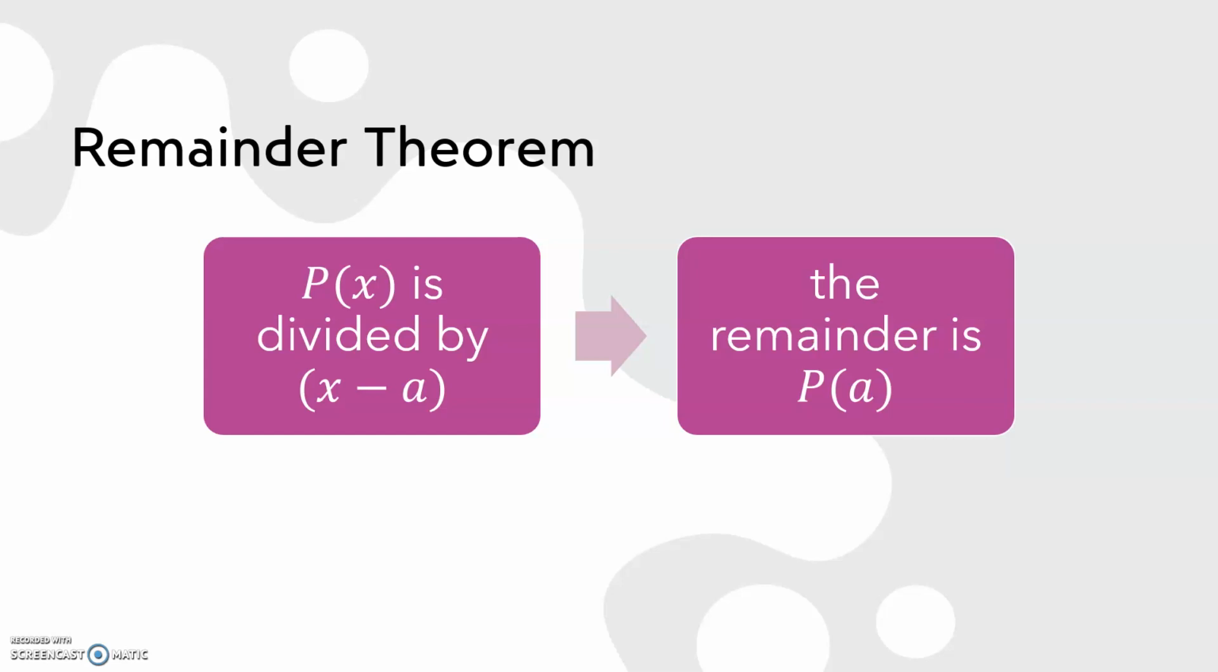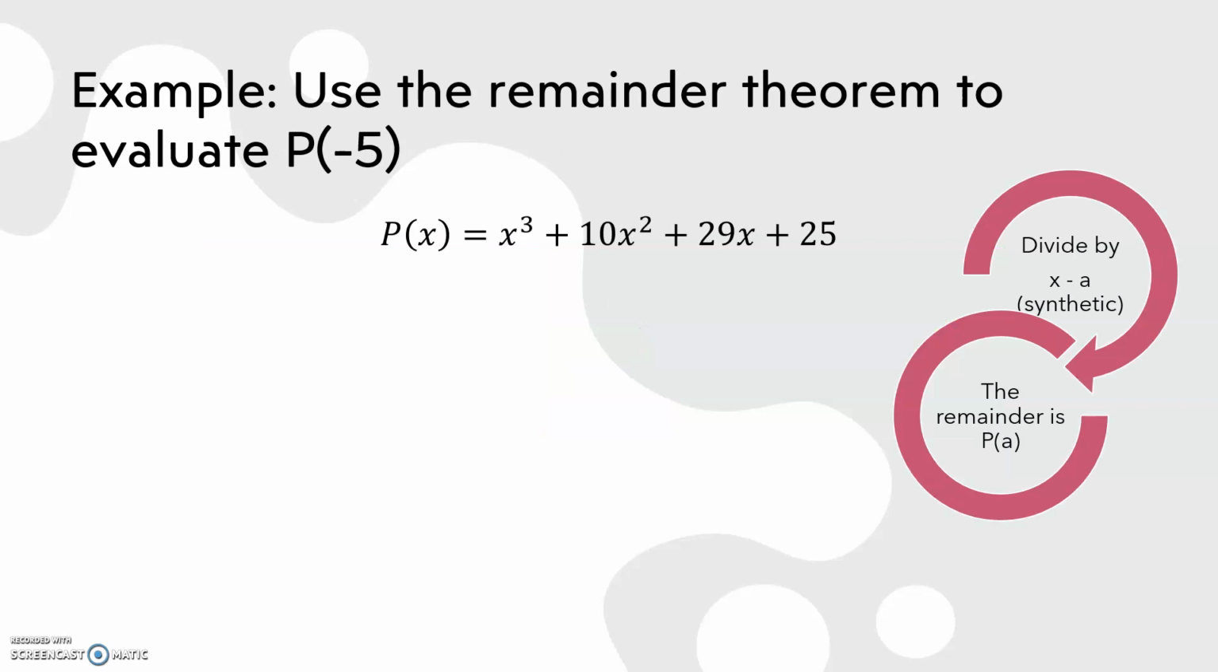The theorem says if your function is divided by x minus a, then the remainder is p of a. So for this particular problem, we could plug -5 in, and we do -5 cubed plus 10 times -5 squared plus 29 times -5 plus 25. We could do that, but there's another way. We can use the remainder theorem.